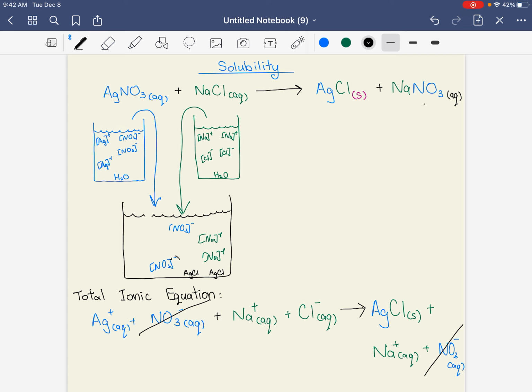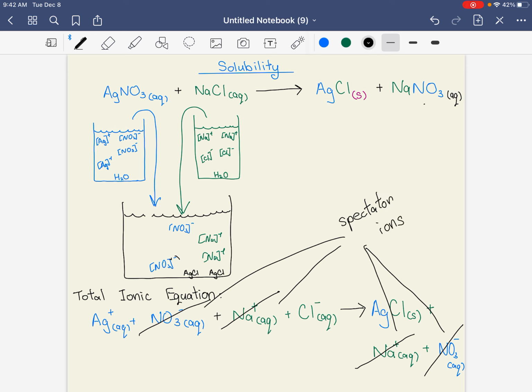Is there anything else that you see that can also be crossed out? Yeah, I see Na+. Na+ can be crossed out. Okay? So these guys that we just crossed out right here, we have a name for them. They're called spectator ions. Okay? They take part in the chemical reaction, but they're not really part of the product if you think about it.